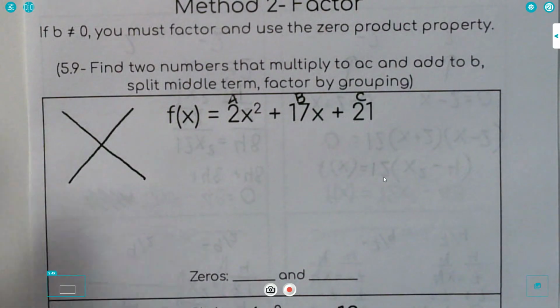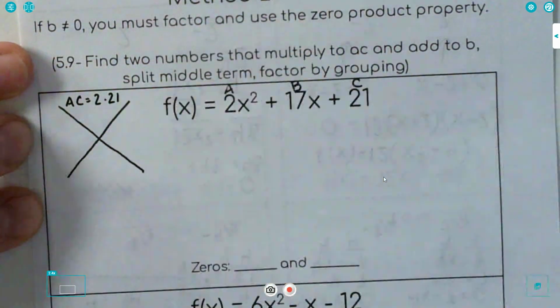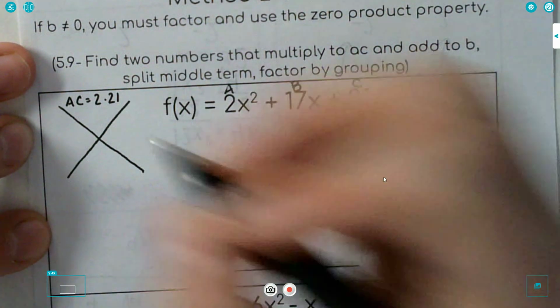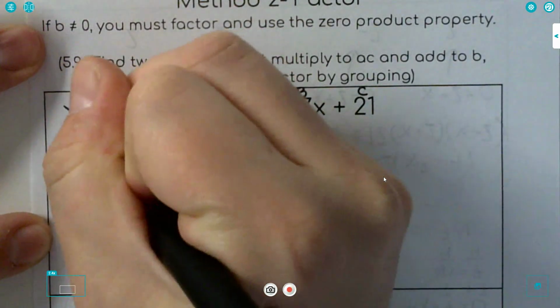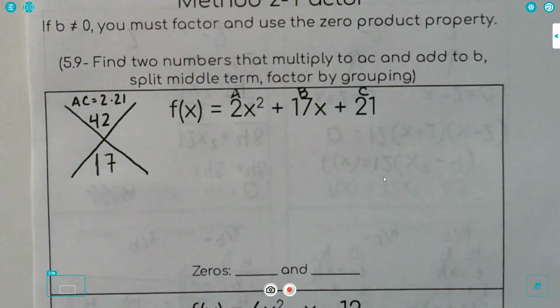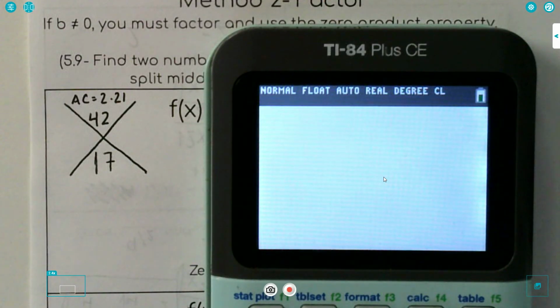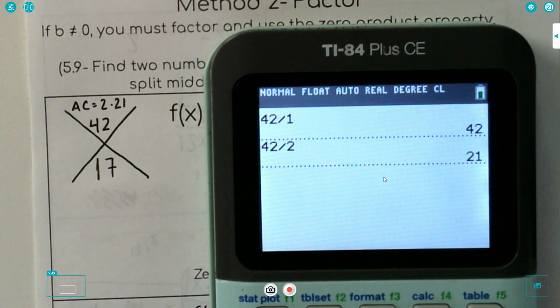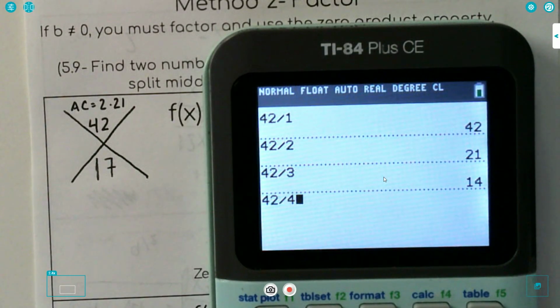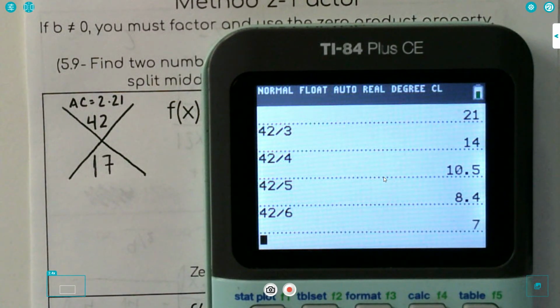A times C is 2 times 21. What's 2 times 21? Double 21. Yeah, 42. Okay, so I am trying to multiply to 42. I am trying to add to 17. There aren't actually 17 different options. You can write out all your factors if you need to. I like to sometimes, if I don't know my factors off the top of my head. 42 divided by 1, so 1 and 42, 42 divided by 2, 2 and 21, 42 divided by 3, 42 divided by 4, 42 divided by 5, 42 divided by 6. And so now I have all my options.